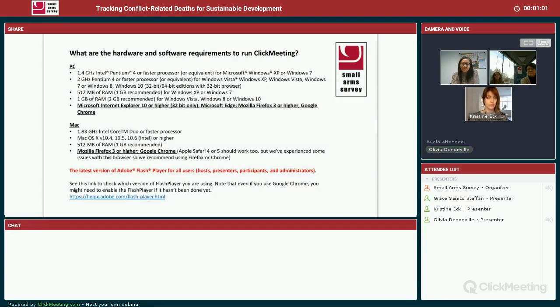Here are the technical requirements to run Click Meeting. If you're able to hear us, it doesn't mean that you actually meet those requirements. It's very important that you do meet them if you plan to ask a question during the Q&A session. So please make sure you use the right browser mentioned, either for a PC or a Mac, and that the latest version of Adobe Flash Player is installed and enabled on your computer. I will paste this information in the chat window in case you don't have time now to go through it, but please, again, if you plan to ask any question, make sure you meet these requirements.